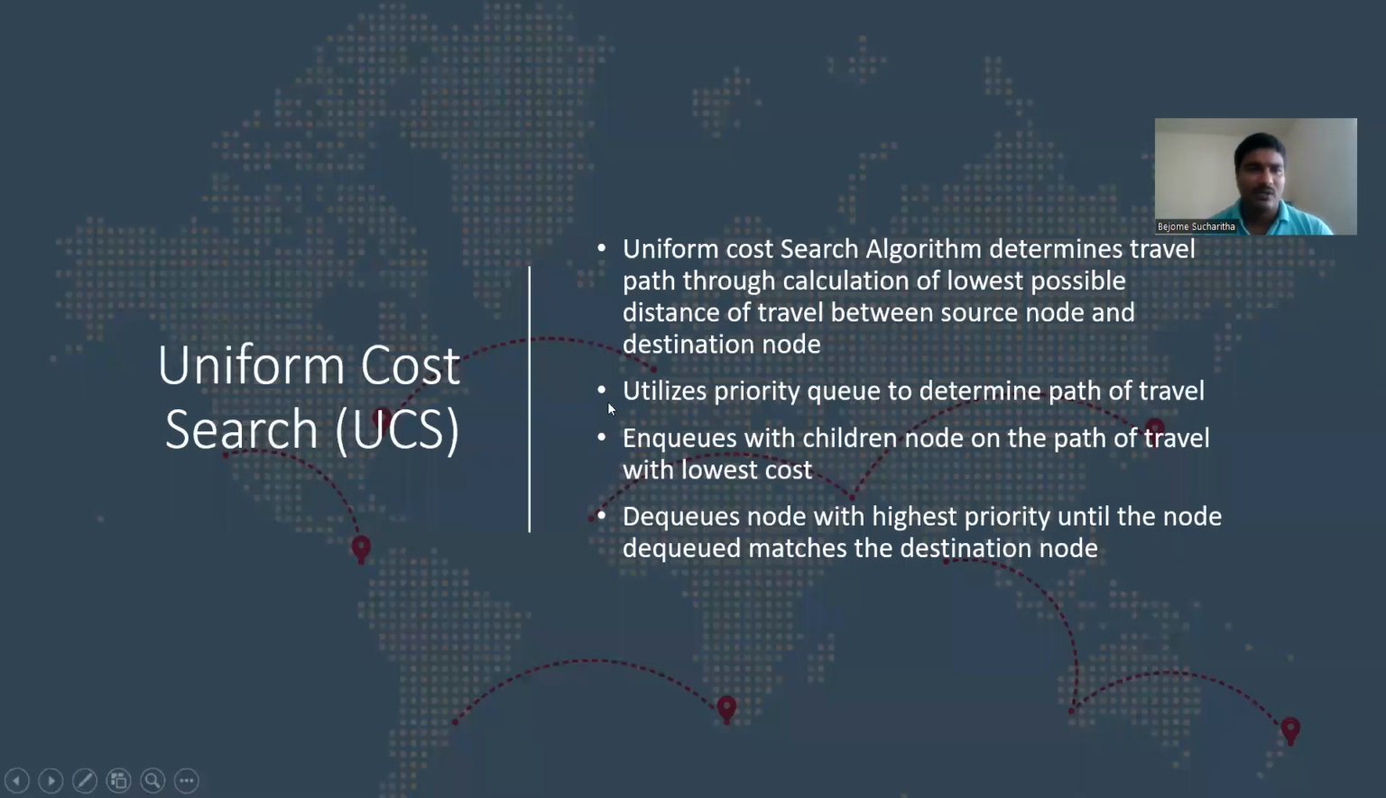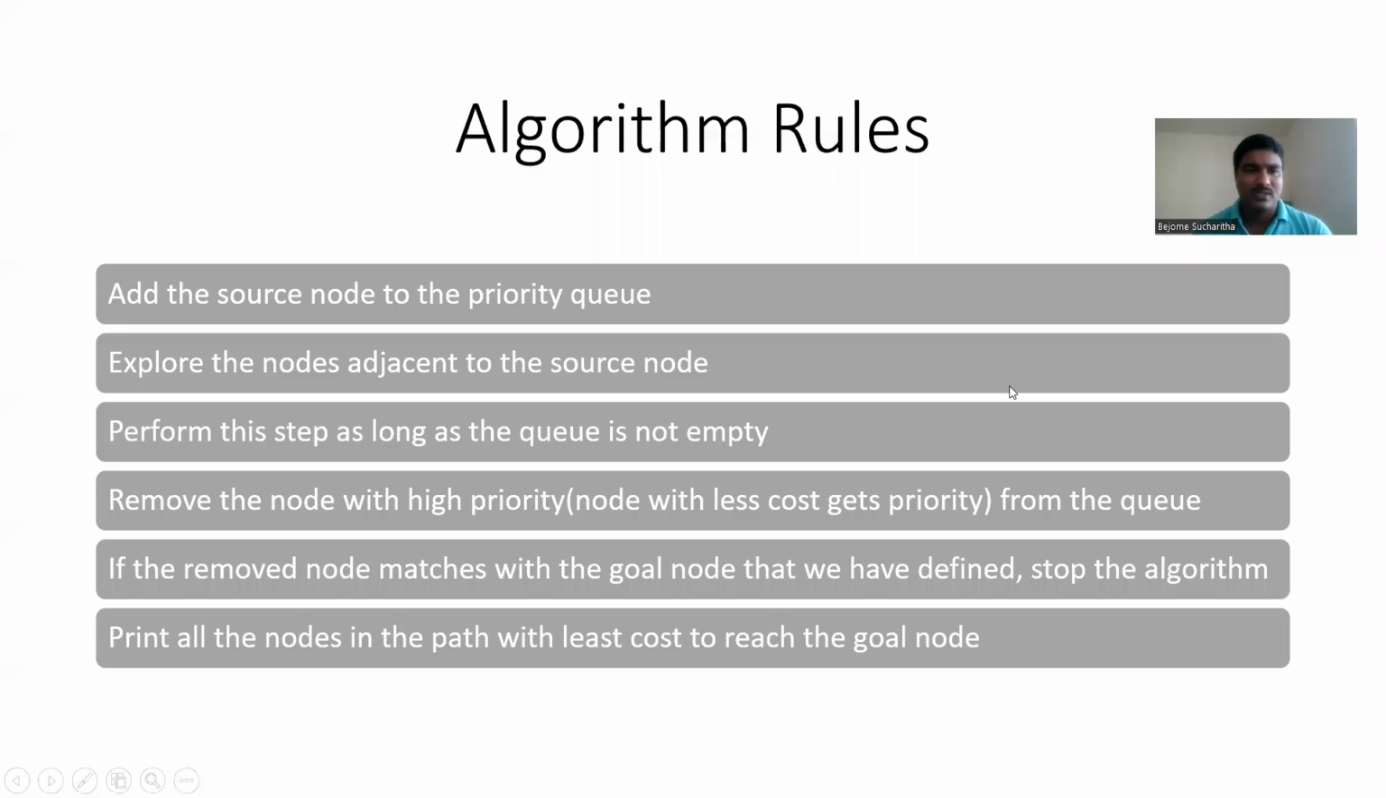Then we are now discussing uniform cost search. The uniform cost search algorithm determines the travel path through calculation of the lowest possible distance of travel between the source node and the destination node. It utilizes the priority queue to determine the path of travel. It enqueues the children nodes on the path of travel with the lowest cost. We are using this method.